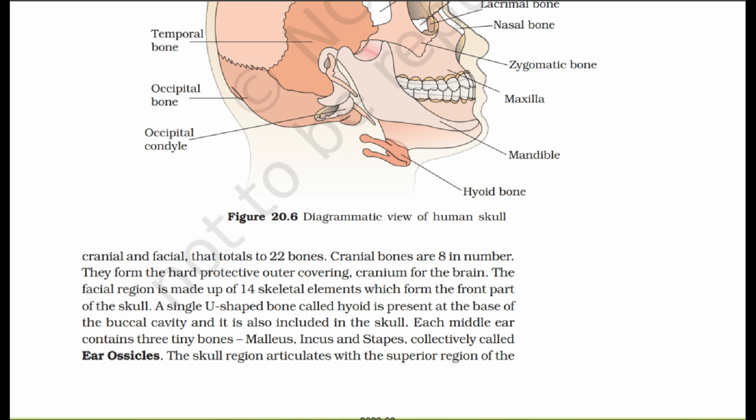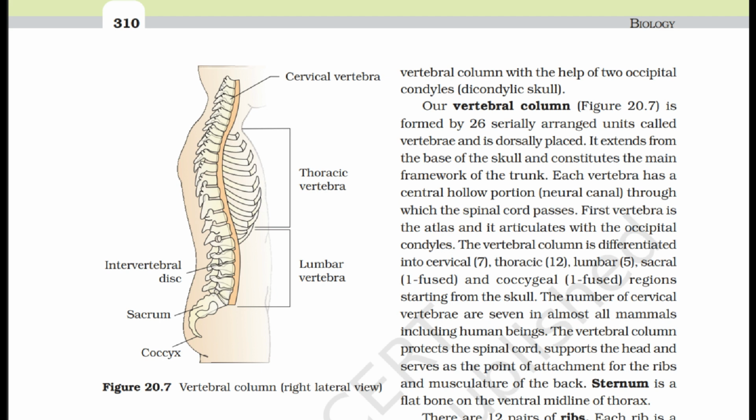The facial region is made up of 14 skeletal elements which form the front part of the skull. A single U-shaped bone called hyoid is present at the base of the buccal cavity, and it is also included in the skull. Each middle ear contains 3 tiny bones, malleus, incus and stapes, collectively called ear ossicles. The skull region articulates with the superior region of the vertebral column with the help of two occipital condyles, dicondylic skull.